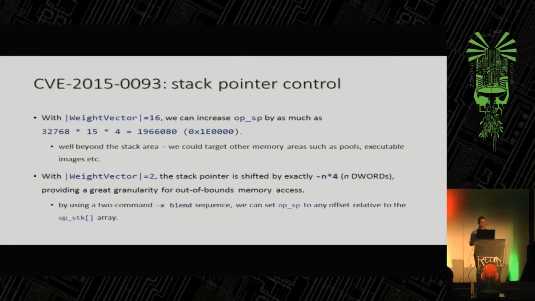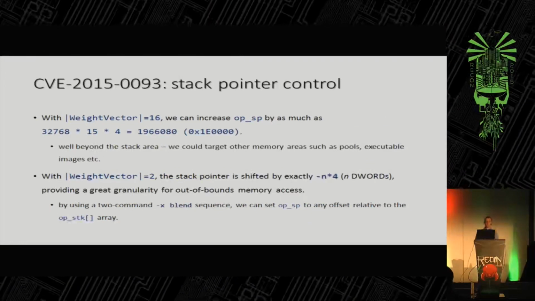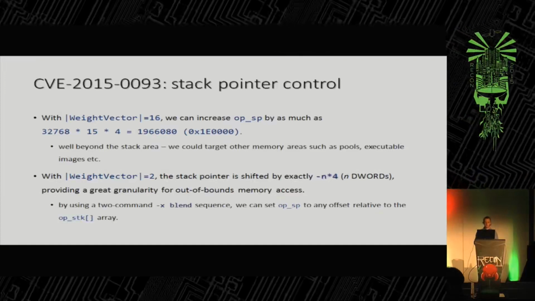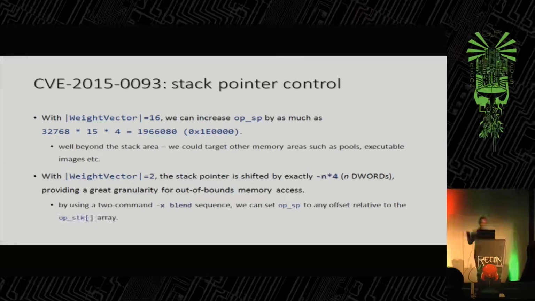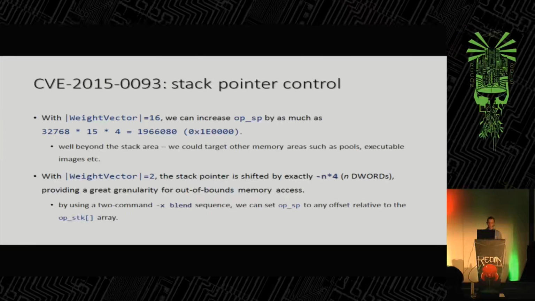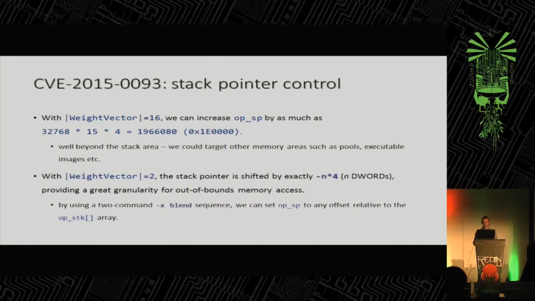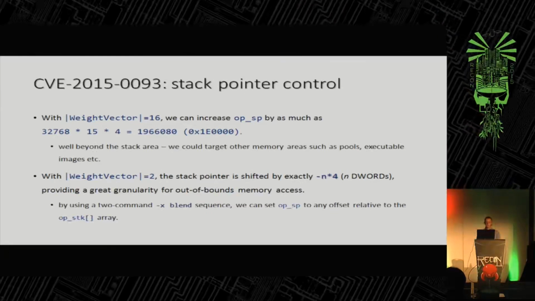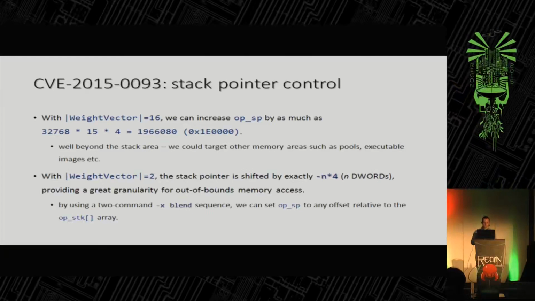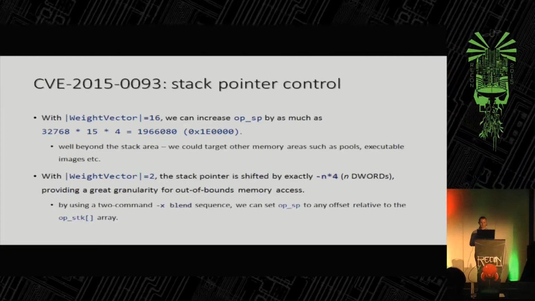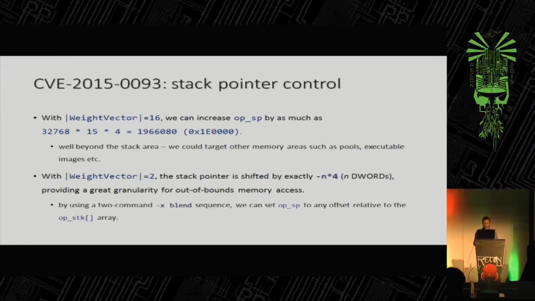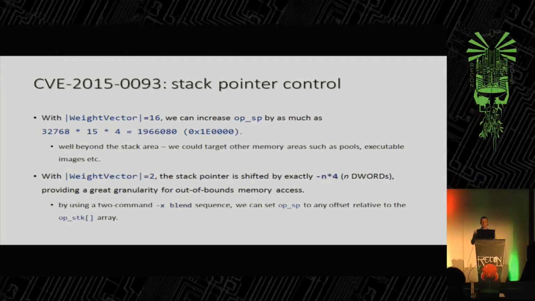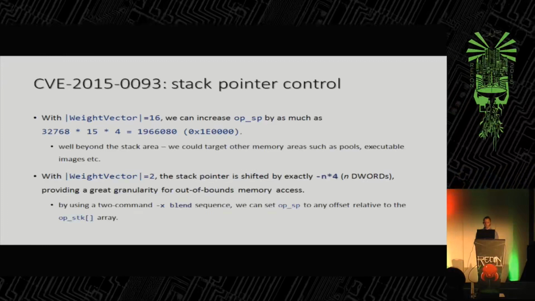which is very good. So what we can do with this is that the maximum length of the WeightVector is 16, so if we set it to 16 values, then we can move the operand stack pointer by as much as almost 2 megabytes, and this is well beyond the stack area itself, so we could maybe point it to somewhere else, such as the heap or pool or executable images, etc. But if we set the WeightVector to an array of length 2, then we can have very fine granularity of control of the pointer. So if we just issue a 2-command -x blend sequence, then we can set OPSP to any offset relative to the operand stack with the granularity of 4 bytes.